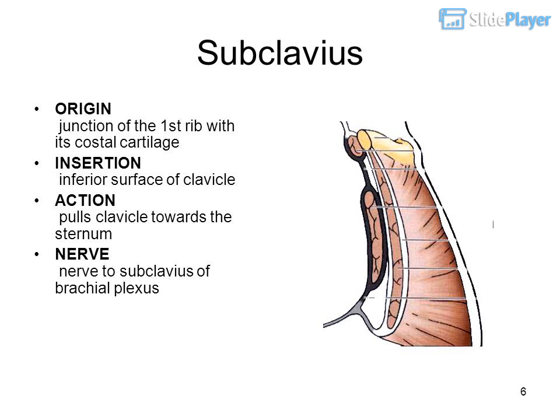Subclavius. Origin: junction of the first rib with its costal cartilage. Insertion: inferior surface of clavicle. Action: pulls clavicle towards the sternum. Nerve: nerve to subclavius of brachial plexus.